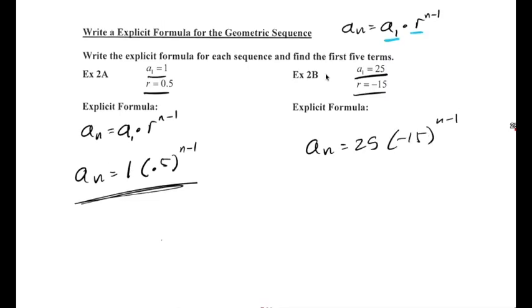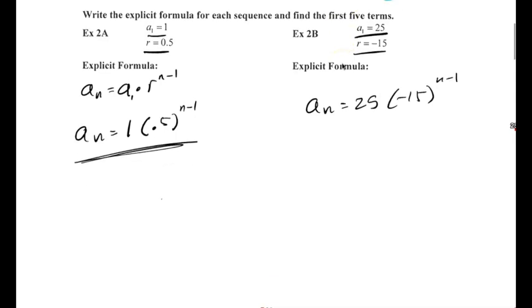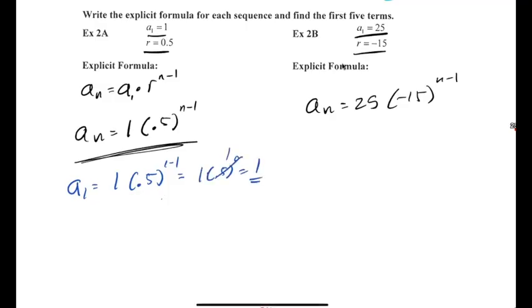Oh, and I almost forgot. They want us to write the first 5 terms. So let's start with this one here. If I want the first term, A1, just type it in. 1 times 0.5 to the 1 minus 1, which is just 1 times 0.5 to the 0. Anything to the power 0 is 1, so I just get 1. 1 times 1 is 1.